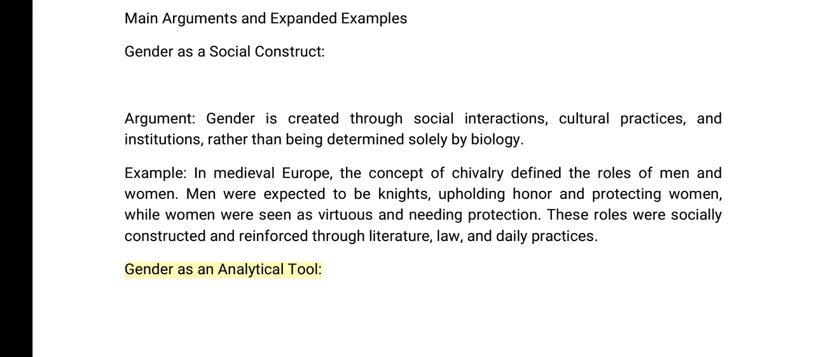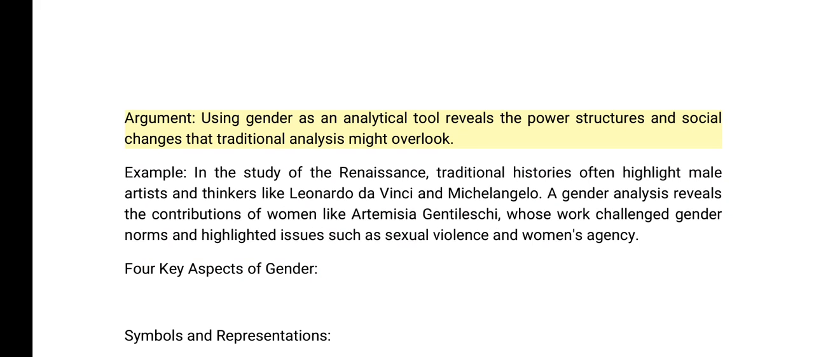Gender as an analytical tool. Argument. Using gender as an analytical tool reveals the power structures and social changes that traditional analysis might overlook.